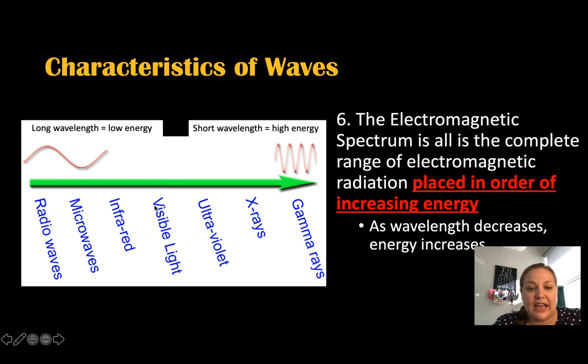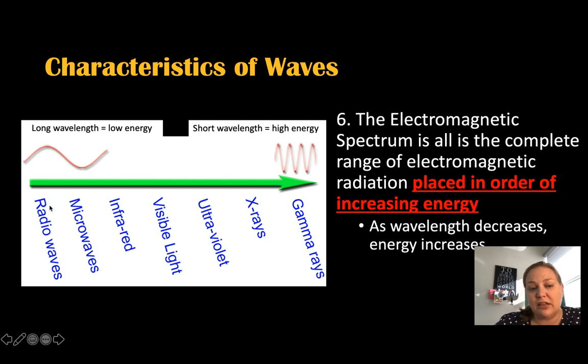And visible light. So this is the teeny tiny part of the electromagnetic spectrum that we are able to see, that our eyes are detectors for. It sits right in the middle. After that, we have ultraviolet, X-rays, and gamma rays.